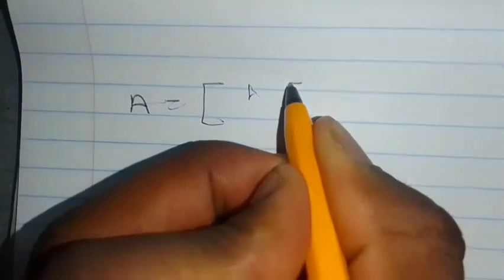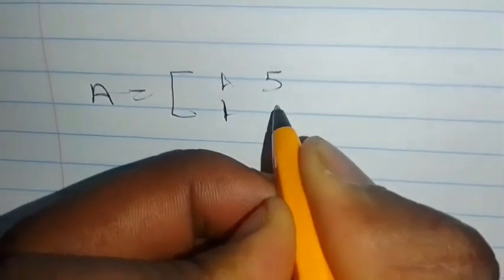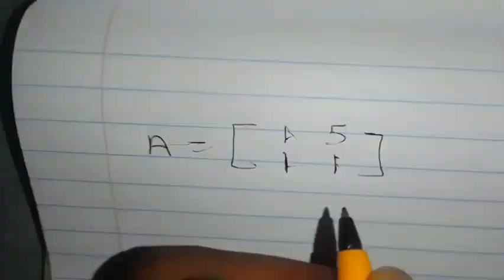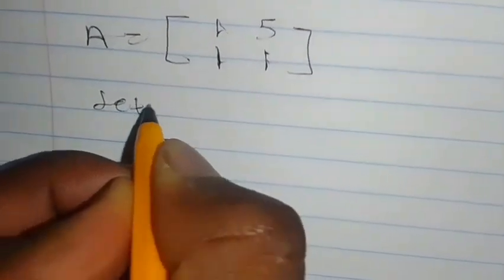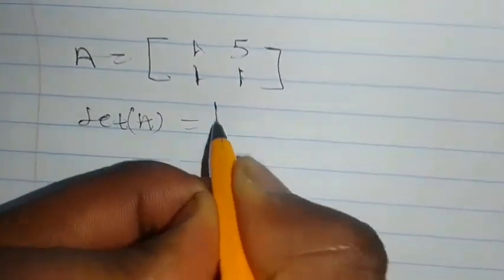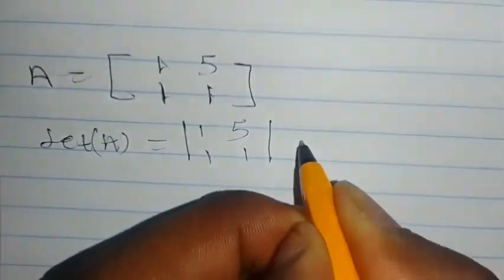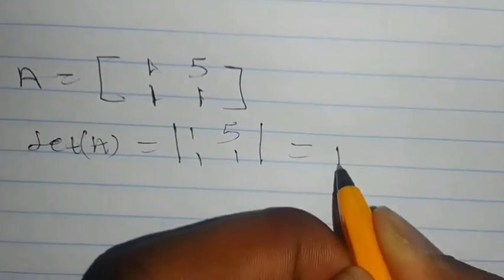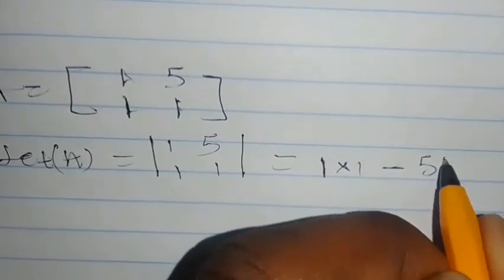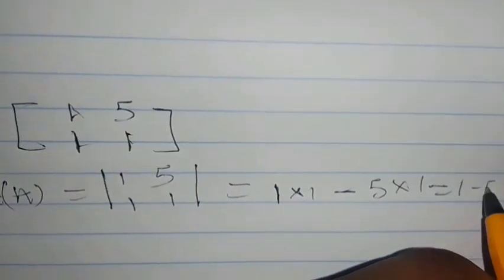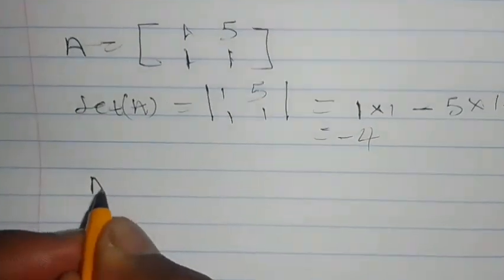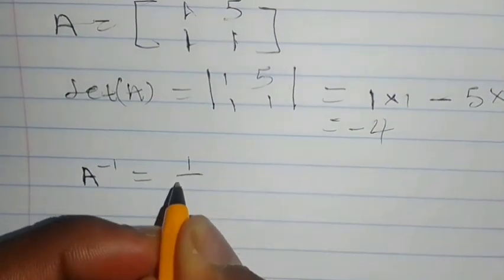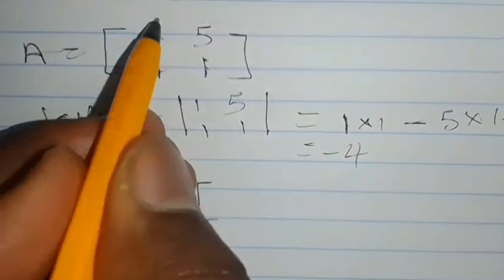Okay, so let's say we have a matrix 1, 5, 1, 1. What's the inverse of this matrix? That's what we want. So at first you'll find the determinant of that matrix. Determinant of A, which is just 1, 5, 1, 1. We're going to use the diagonal rule, 1 times 1, which is just going to be 1, minus 5 times 1, which is just going to be 1 minus 5, which gives us minus 4. And then that means that A inverse will just be equal to 1 over minus 4 into this, with the 2 switched.